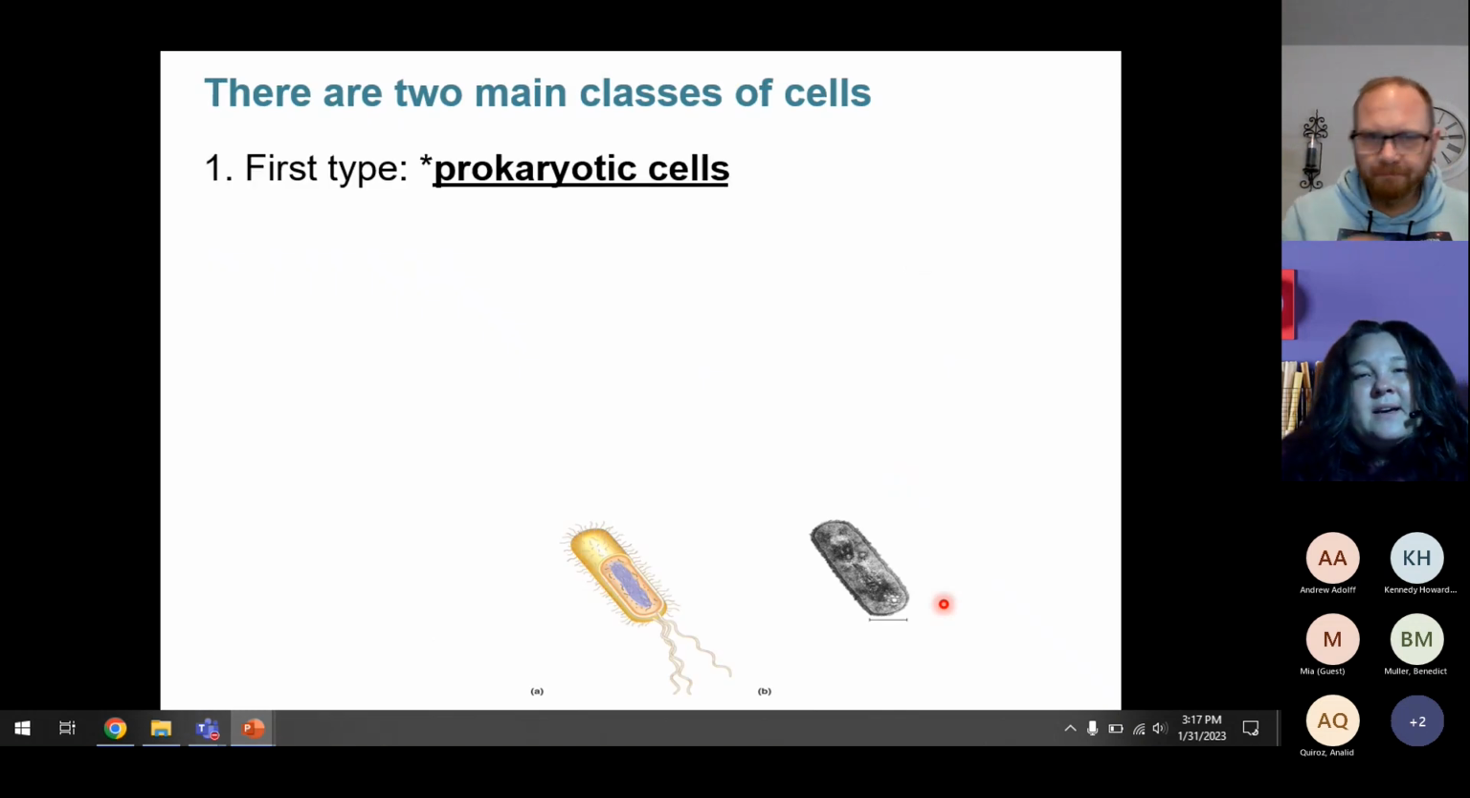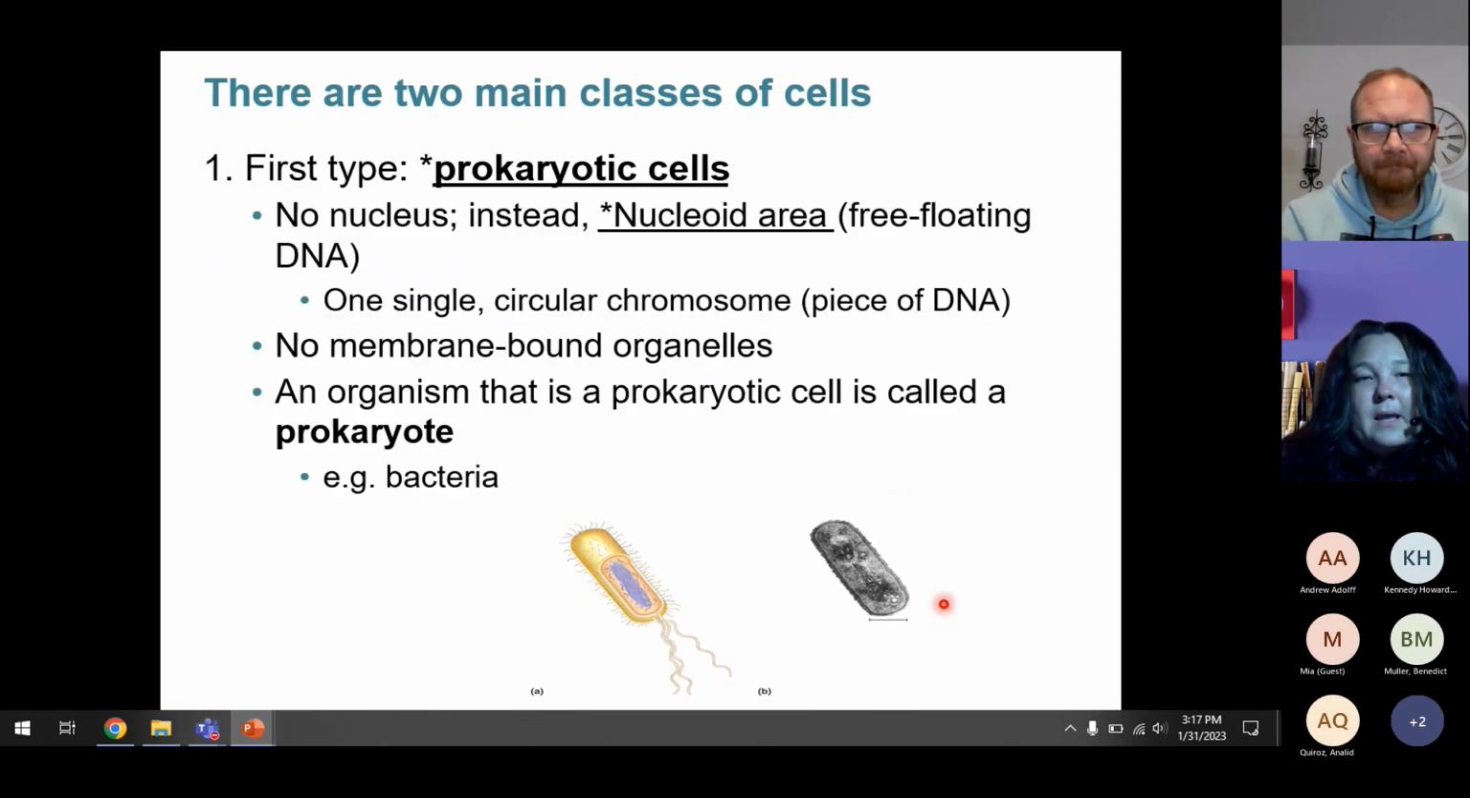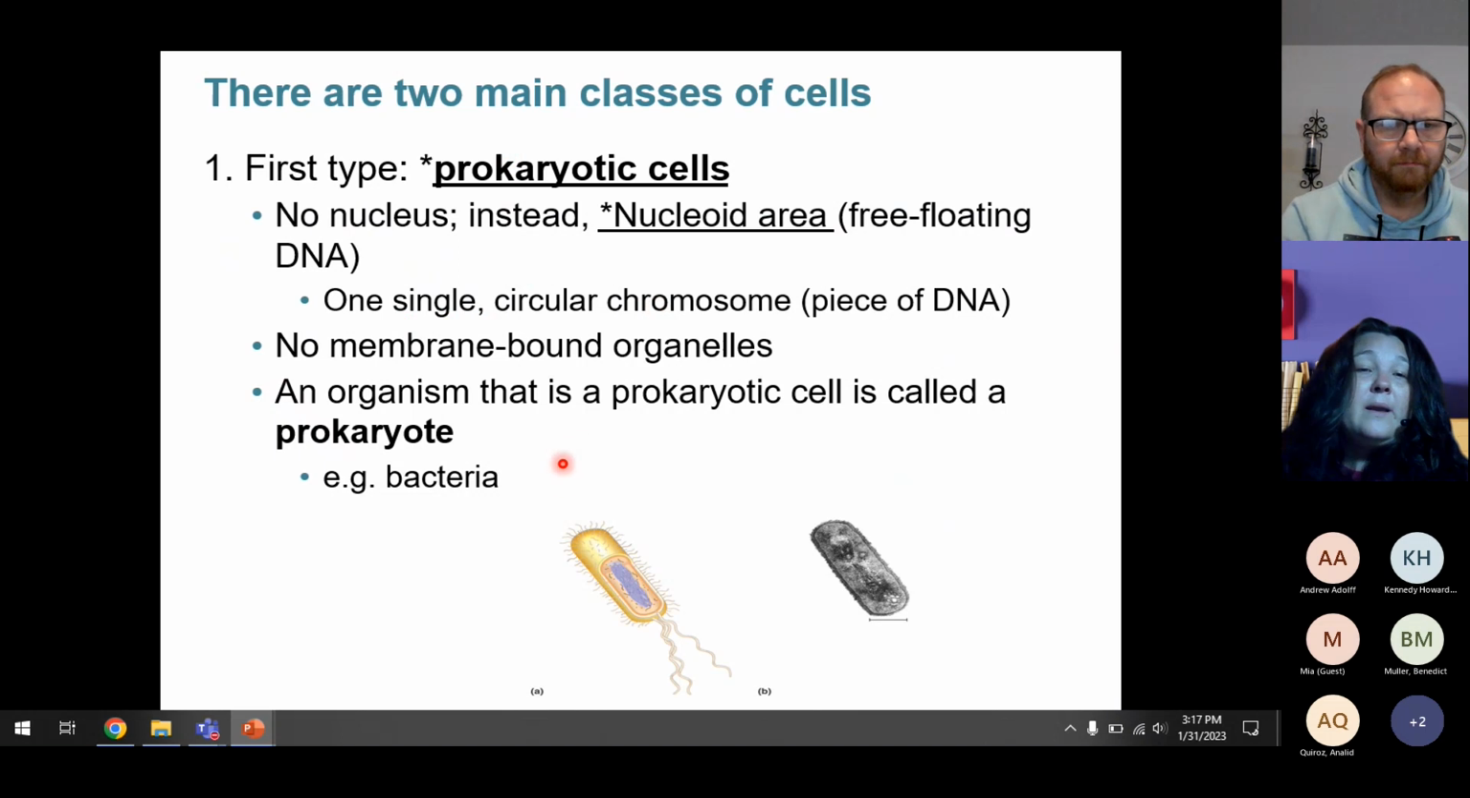The first type of cell is a prokaryotic cell. Pro means before, prokaryotic. There's no nucleus. Instead, we have a nucleoid area. The nucleoid area is this area right here where the DNA is just kind of generally floating. They have one single circular chromosome. A chromosome is a piece of DNA. Humans have multiple linear chromosomes. We are not prokaryotic, but all prokaryotic cells only have one single circular chromosome.